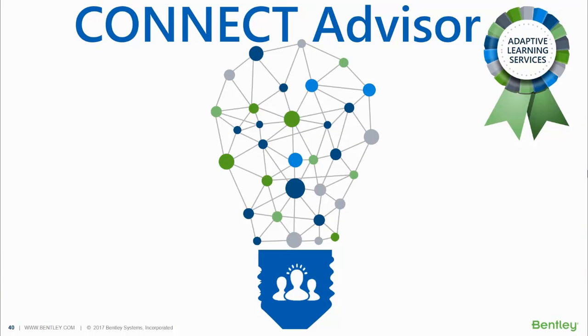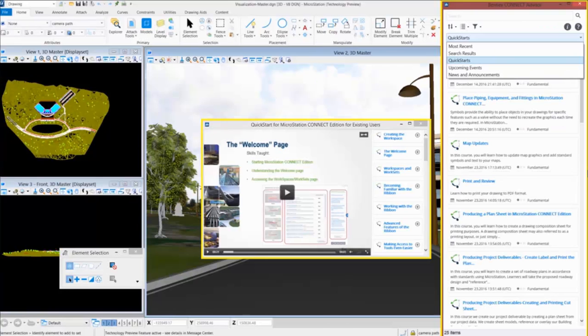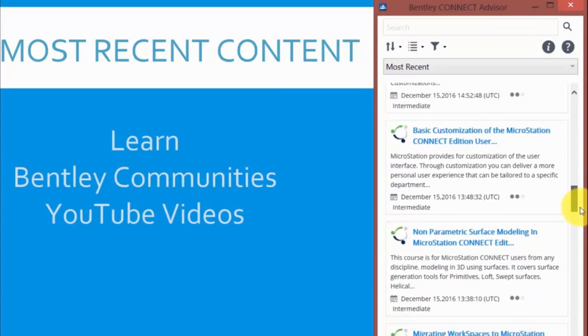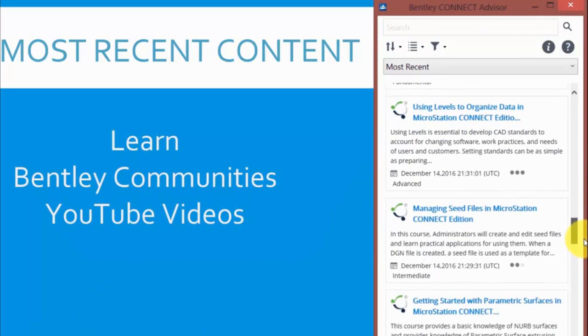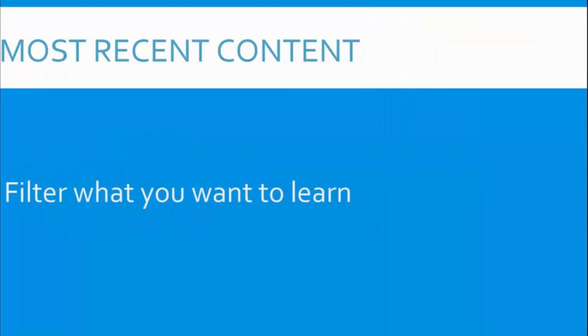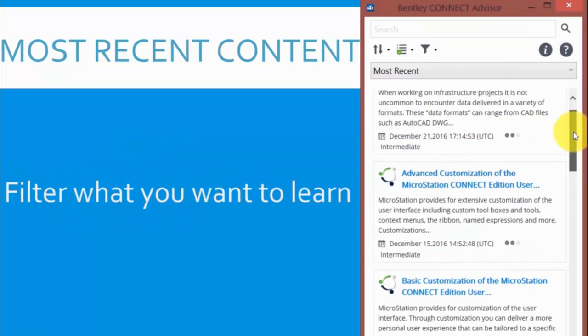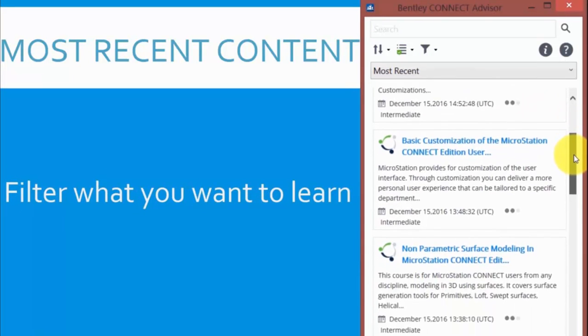Let's now take a look how Connect Advisor works within our applications. This is how Connect Advisor looks inside MicroStation Connect Edition. You can see the drop-down menu on the right-hand side. You can also see how the videos would play in the middle directly in application. When Connect Advisor is launched, it automatically displays the most recent learning, Bentley communities, and YouTube content. You can filter the content you want to focus on and watch videos or read the items of your interest.